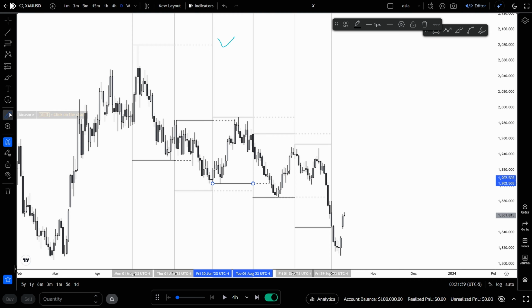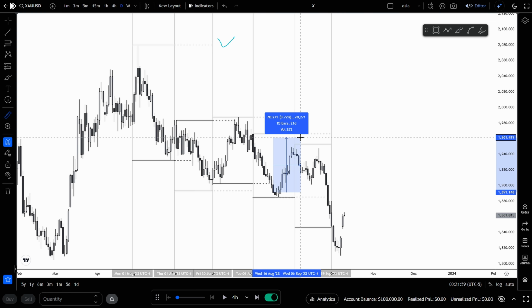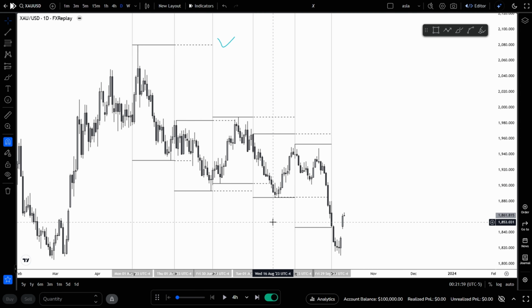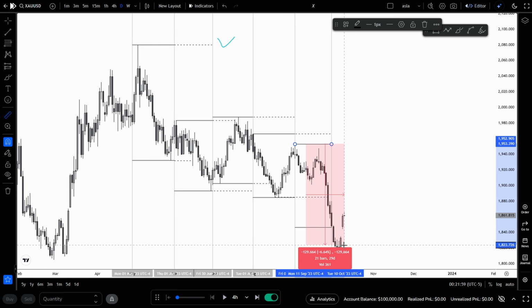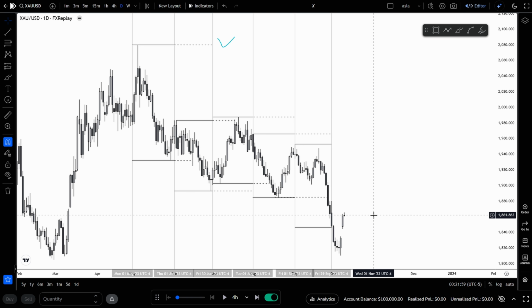You can clearly see that price is not randomly moving. It is constantly being drawn toward these higher time frame liquidity levels. Either it reaches them and reverses, or it reaches them and continues expanding through them. But in almost every case, it acknowledges them.